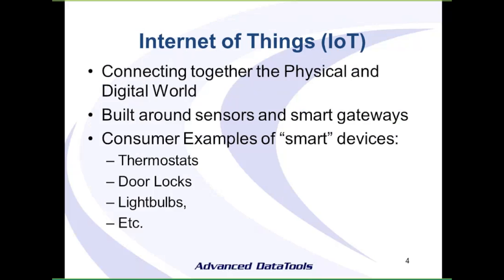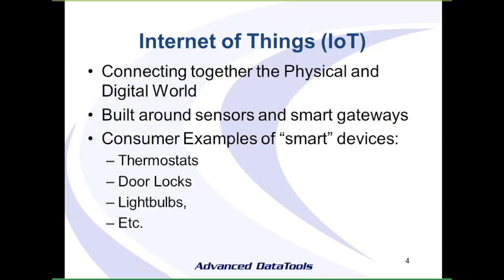Okay, so the Internet of Things. Just a brief recap of what the Internet of Things is. It's all about bringing together the physical world and the digital world. So we're talking about sensors gathering information from the physical world, using smart gateways to store that data or push it out to the cloud. And it's all a bunch of interconnected devices.